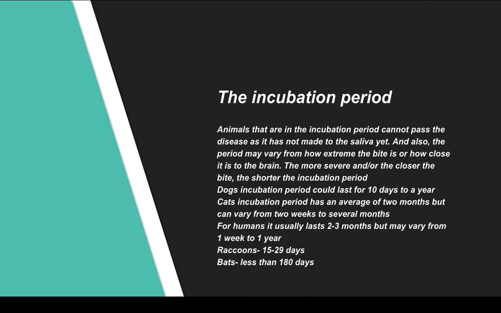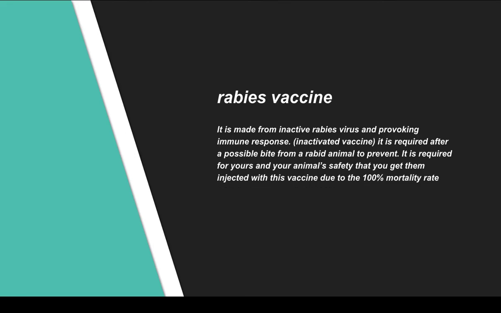The dog incubation period could last from 10 days to a year. The cat incubation period has an average of 2 months but can vary from 2 weeks to several months. For humans, it usually lasts 2 to 3 months but may vary from 1 week to a year. The raccoon incubation period may last from 15 to 29 days. And the bat incubation period is less than 180 days.